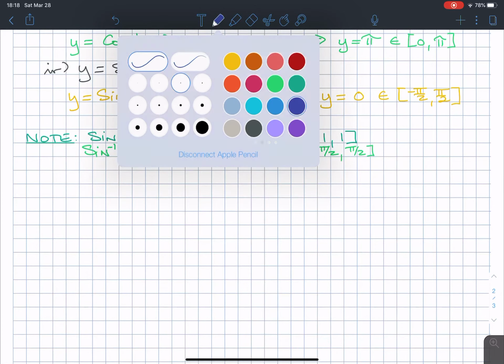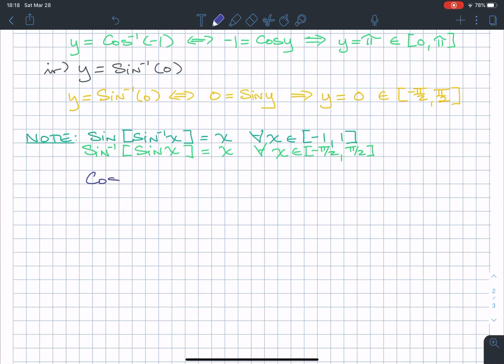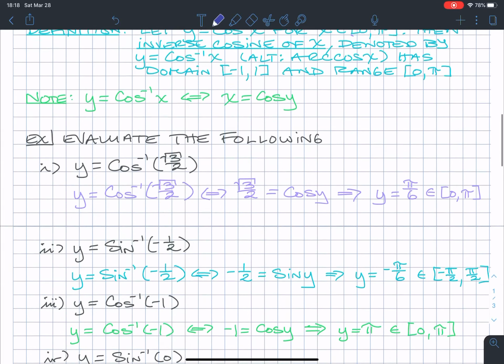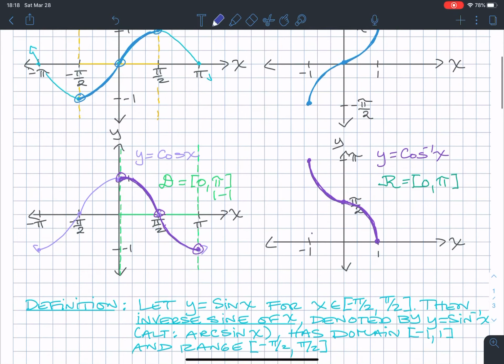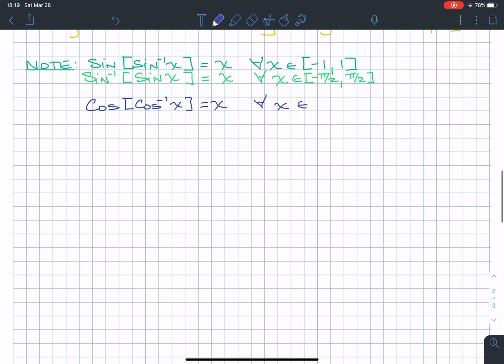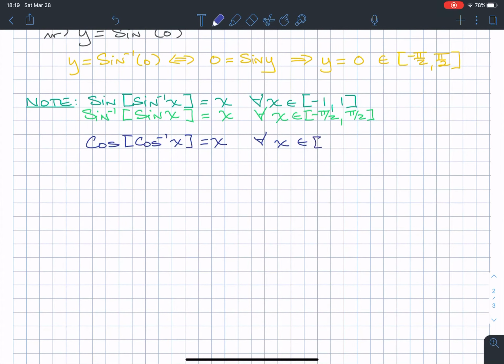So let's do the same thing for cosine. Cosine of cosine inverse of x, of course, is going to be x. However, what is the domain of cosine inverse? So this is for all values of x where? Well, cosine inverse had a domain from -1 to 1. So therefore, for all values of x between -1 and 1.